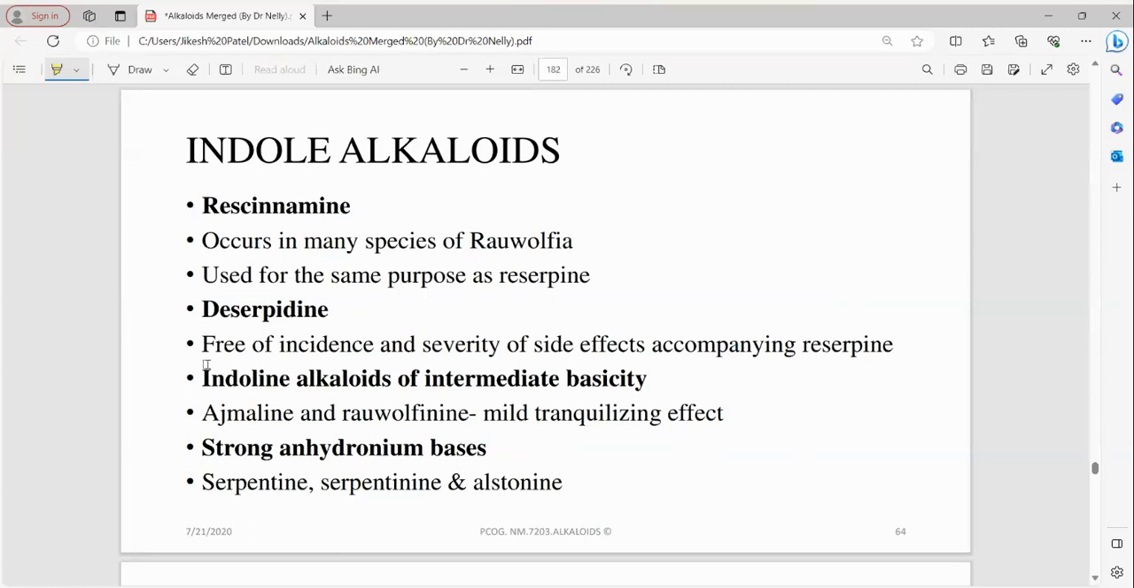These are the other ingredients you see. We don't really focus on them pharmaceutically. They can be used for the same purpose as reserpine, but for this rapidine, it doesn't have as many side effects as those that accompany reserpine.